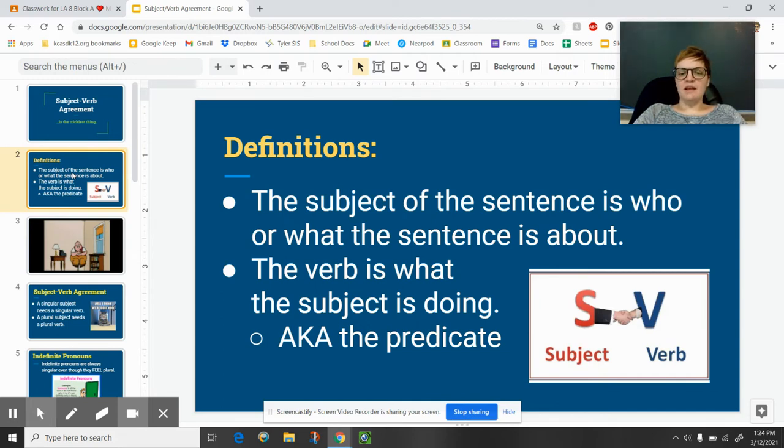So the very basics here: the subject of the sentence is who or what the sentence is about, and the verb is what the subject is doing. Sometimes we call that the predicate. Typically, if our sentence was "the cat sat on the chair," the subject would be the cat and the verb would be sat, because that's what it did. And if we were looking for the whole predicate, it would be "sat on the chair." It's everything other than the subject. But it's pretty much a useless distinction, really.